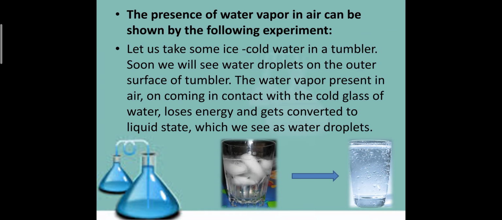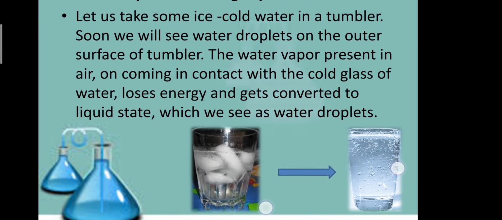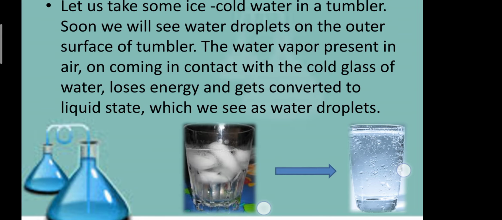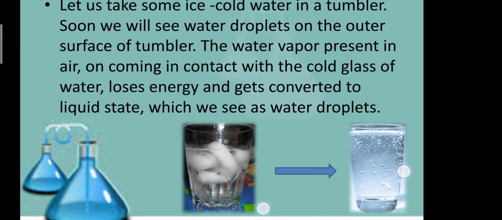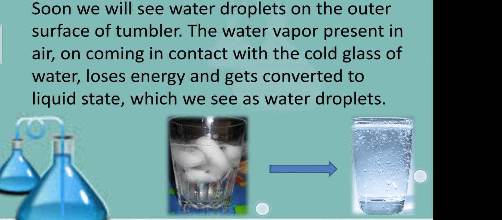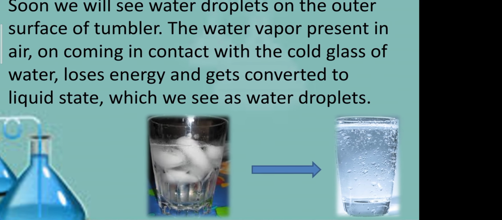Next, the presence of water vapor in air can be shown by the following experiment. What we have to do is take some ice cold water in a tumbler and keep it for a while. Soon we'll observe that water droplets are coming out onto the tumbler's surface. The water vapor present in the air, when it comes in contact with the cold glass of water containing ice, loses energy and gets converted into liquid state, which results in the formation of water droplets on the surface.